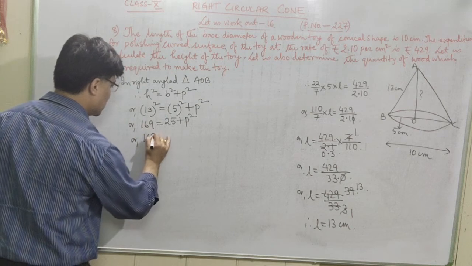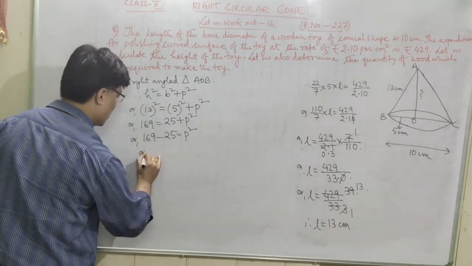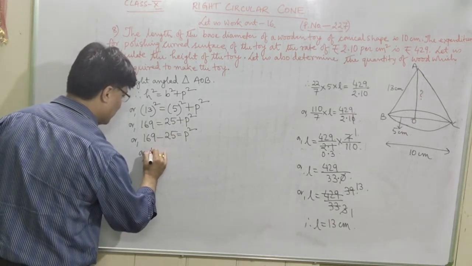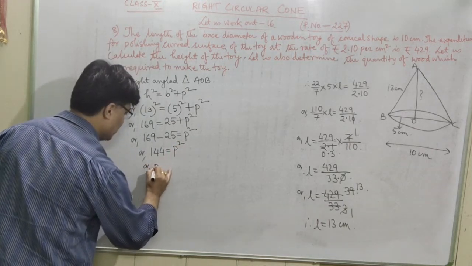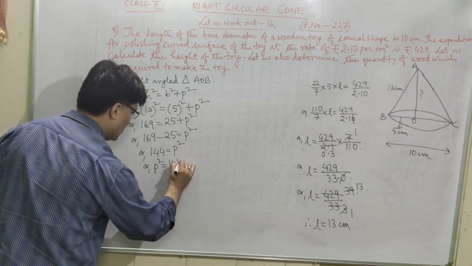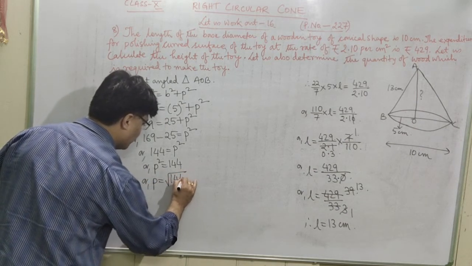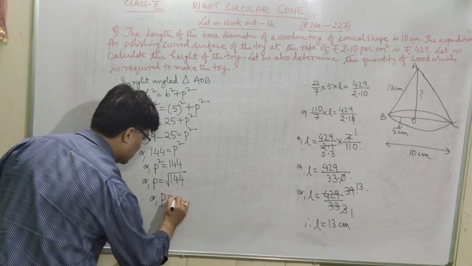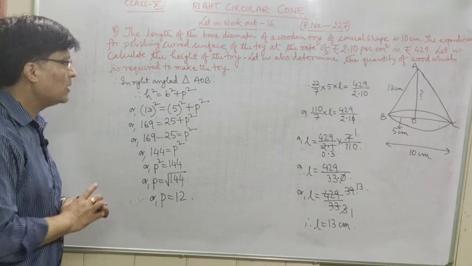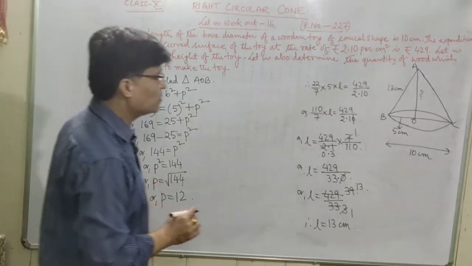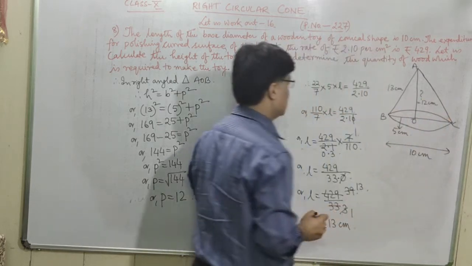Or this is 169 minus 25 is equal to p square. What is 169 minus 25? It is 144 is equal to p square. Or you can write p square is equal to 144. Or p is equal to square root of 144. Or p is equal to 12. What is the height of the toy? It is 12 centimeter. So this is your 12 centimeter.